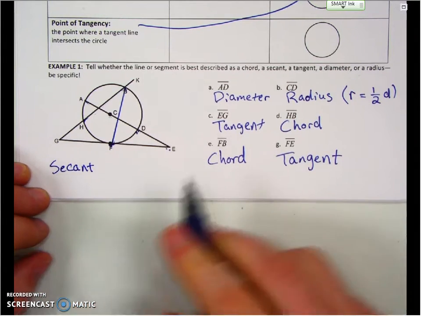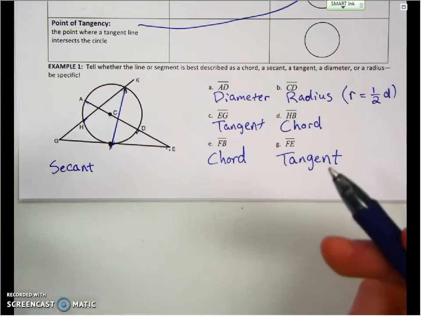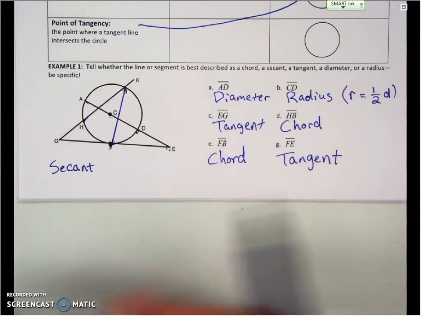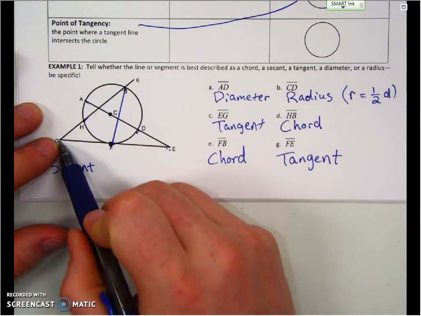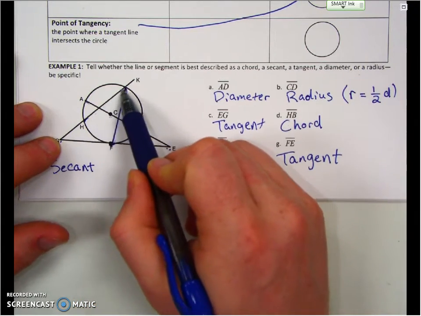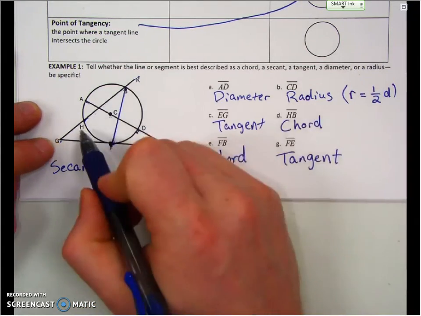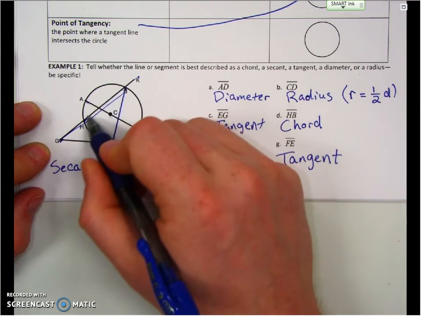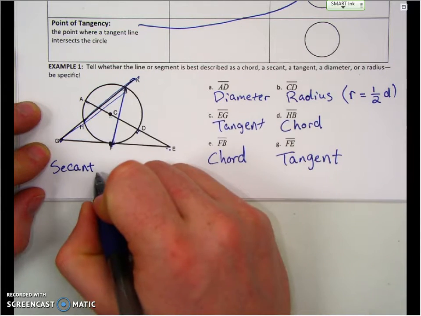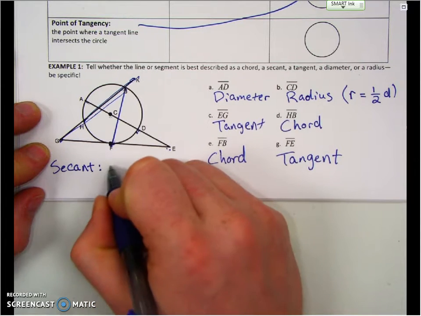And so we remember that a secant touches the circle twice like a chord, but it goes both outside and inside the circle. Any line that starts outside the circle, goes into the circle and goes outside the circle again, that's what I would call a secant. So this line segment that starts at G goes out to K out here. That would be an example of a secant.